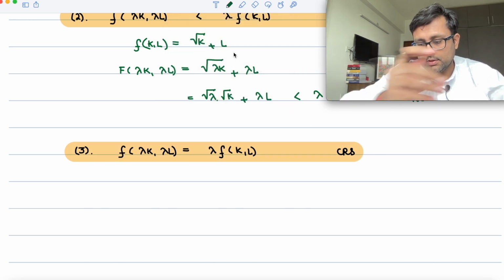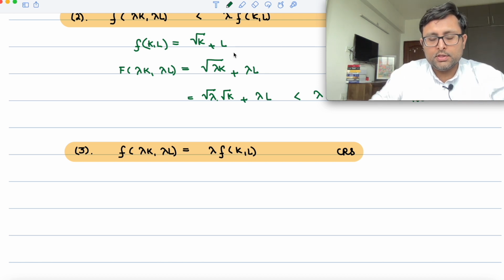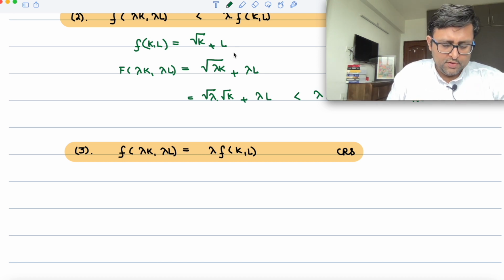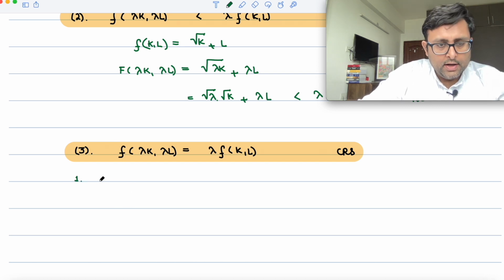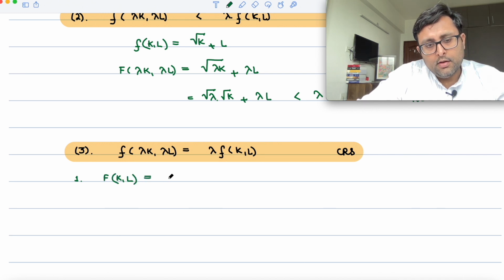Say for example, you have the question like this. I'll give you one example. You have f of kl is equal to ak plus bl, like this. And you increase both k and l by lambda.